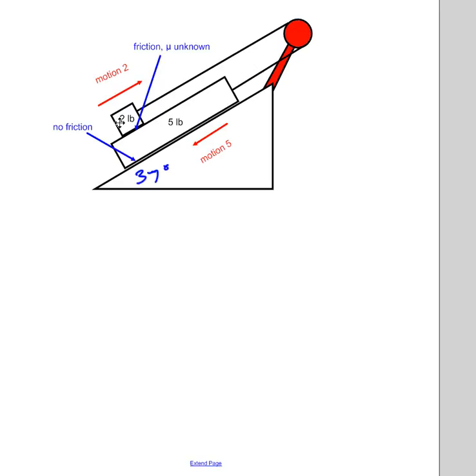The 2-pound weight is moving in this direction. The 5-pound weight is moving in this direction. So this guy's going down the incline, this guy's going up the incline, and they're moving with constant speed, so it's a Newton's first law problem. So we need to choose a body, and I'll start with the 2-pound object.